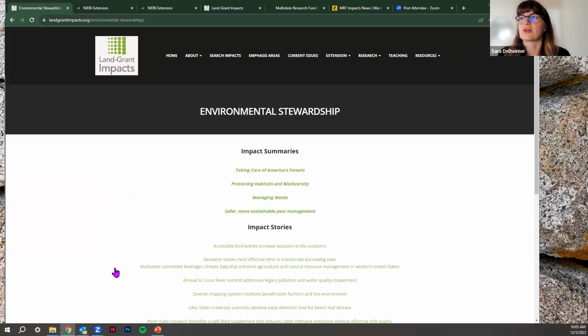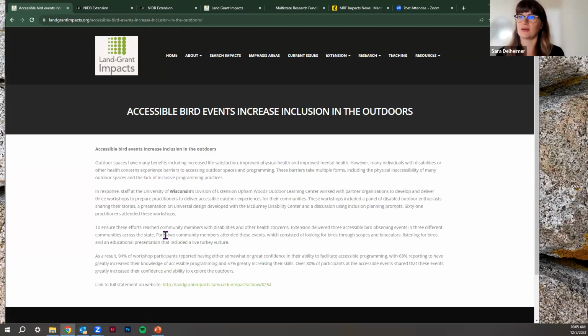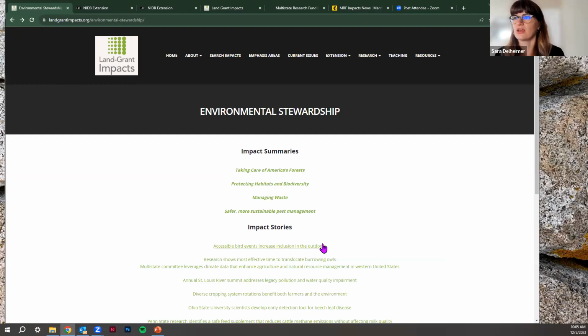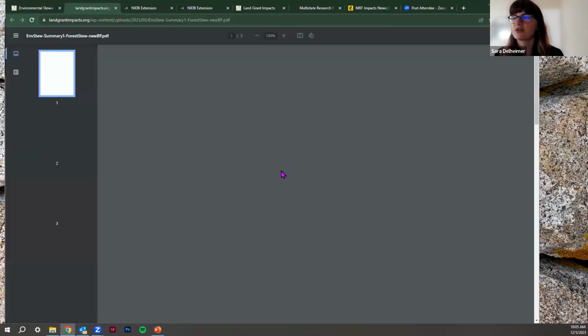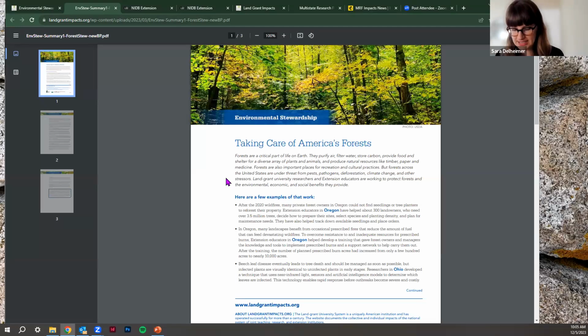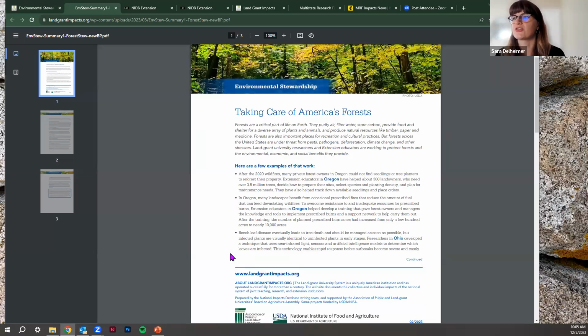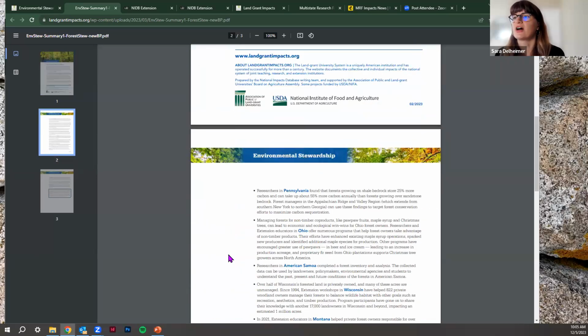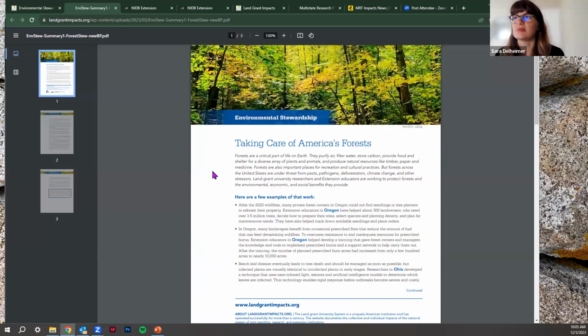So if, for example, you choose environmental stewardship, you can see that there's a variety of different summaries and stories. A story is just a simple blog post about an impact statement. And then a summary is a little more complex. It features work by multiple different institutions addressing the same issue.